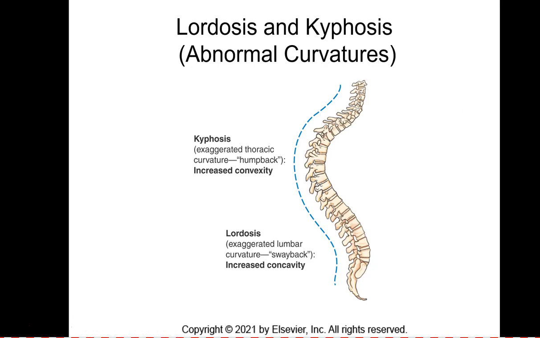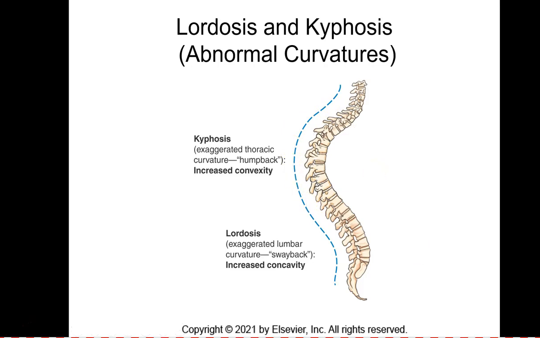However, when the curves become exaggerated or abnormal, we use certain terms to describe them. So for example, the term lordosis refers to an abnormal anterior concavity of the lumbar spine. So it is anteriorly concave more than normal. Kyphosis is an abnormal condition characterized by increased convexity of the thoracic spine. So again, more of a convex curvature than normal.